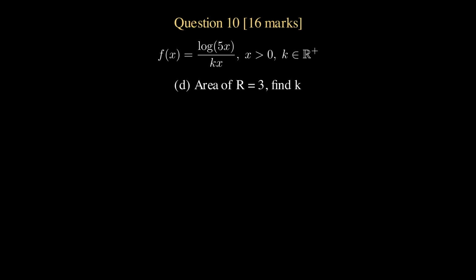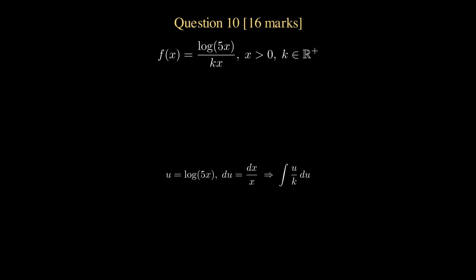Part D. The region R is bounded by the curve, the x-axis, and vertical lines through P and Q. Given the area is 3, find k. The area is the integral of log 5x over kx, from x equals e over 5, to 1/5 e to the 3/2. Substitute u equals log 5x, then du equals dx over x, giving the integral of u over k du. Integrating gives u squared over 2k, which is log 5x squared over 2k.